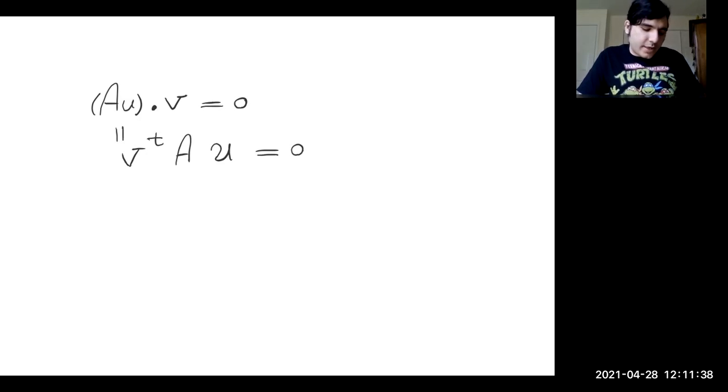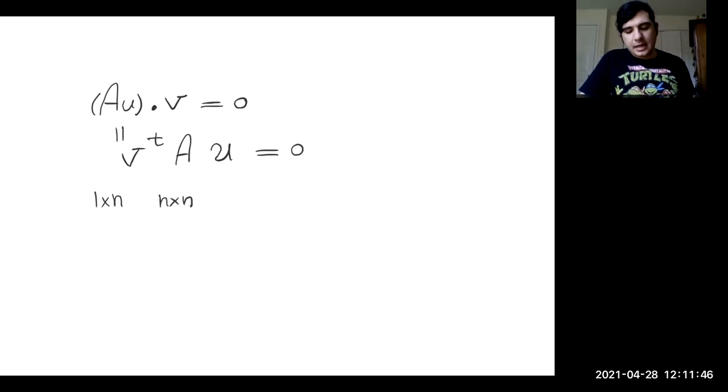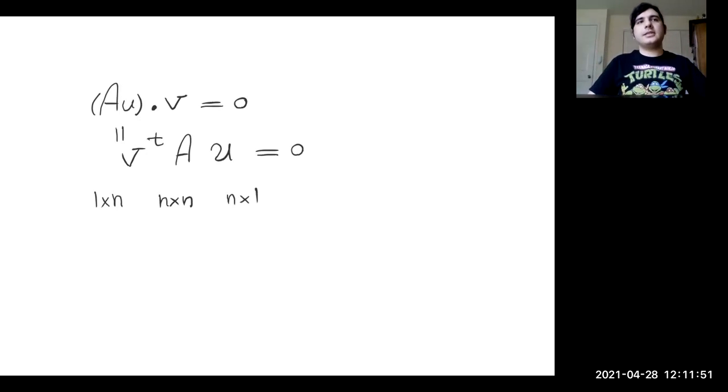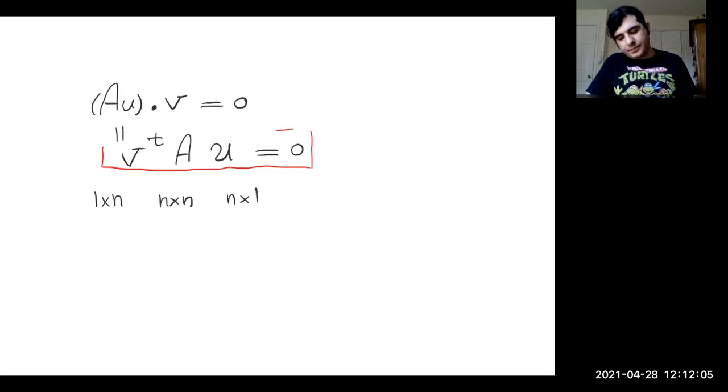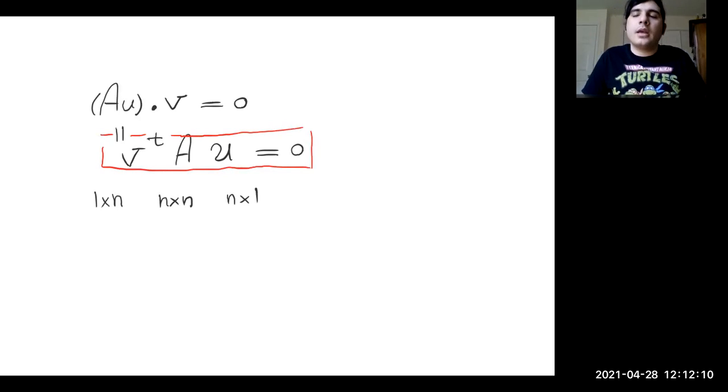Because V transpose is a 1 by n matrix, A is an n by n matrix, and U is an n by 1 matrix. So if we multiply all these matrices, we would end up with a 1 by 1 matrix, which we think about as a number here, right? So I wanted to prove this statement. I want to show this is correct. But on the other hand, because it is a 1 by 1 matrix, its transpose is equal to itself.